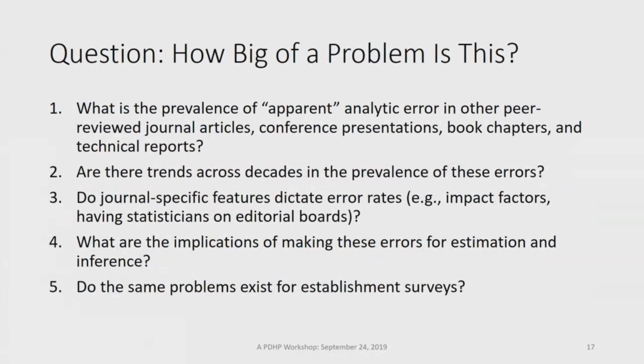What are the implications of making these kinds of errors for estimation and inference? So if a paper says that they blatantly did not use the survey weights, well, what would happen if we went back and computed those same estimates using the weights? Do they change? And then, do the same problems exist not just for surveys of human populations, but for establishment surveys? Many surveys are done on establishments like businesses, farms, schools, things of that sort. Do the same issues exist for secondary analyses of establishment survey data? So these were the 5 broader research questions that we wanted to answer with this particular proposal.